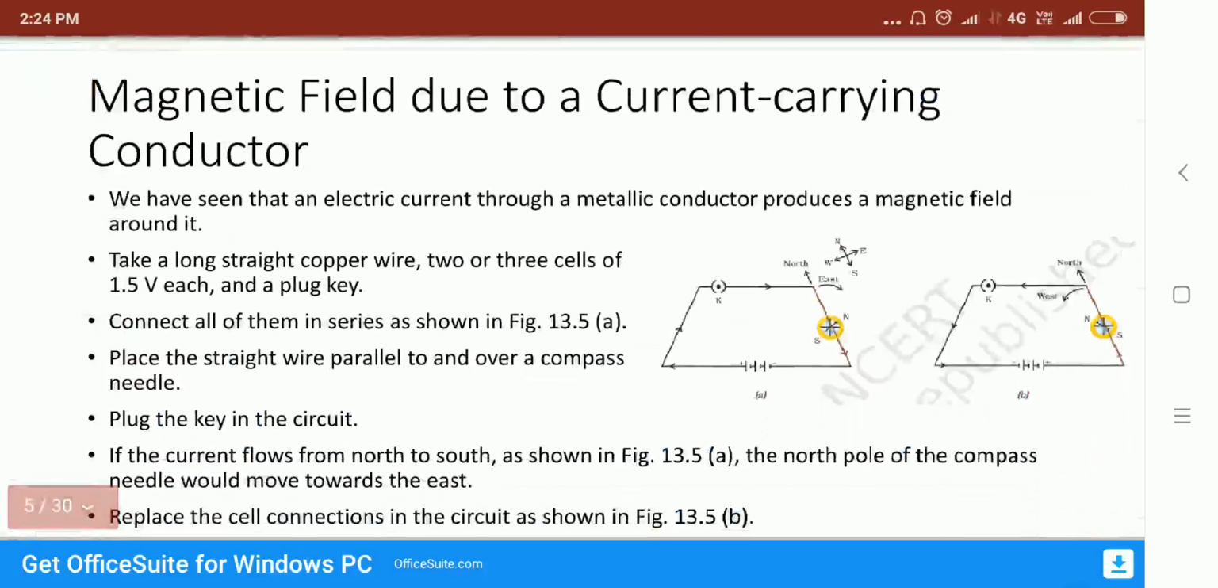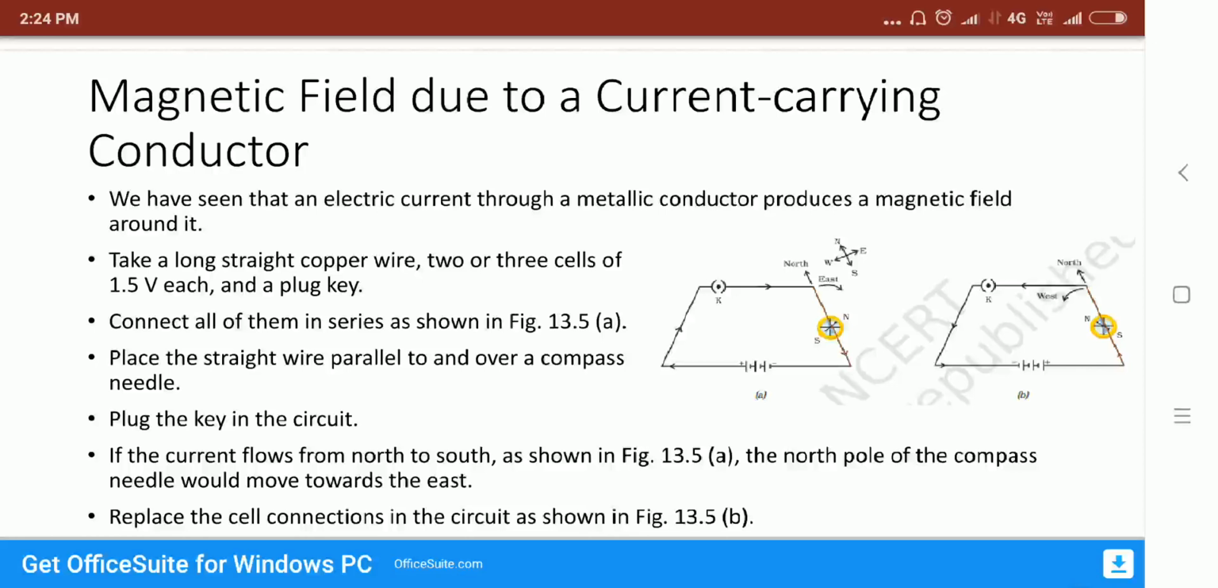Now, let us understand the magnetic field due to a current carrying conductor. Now, we have seen that electric current passing through a copper wire, a metallic conductor, produces a magnetic field.